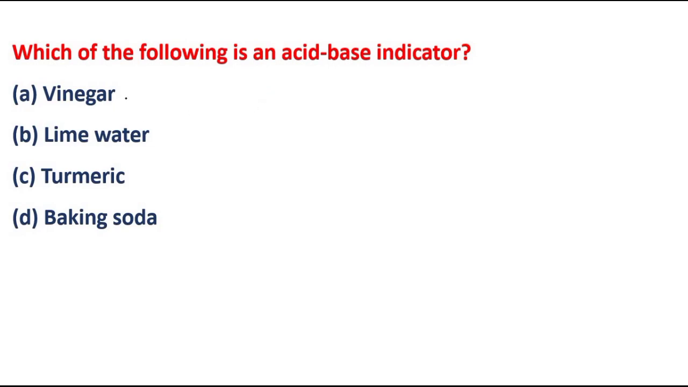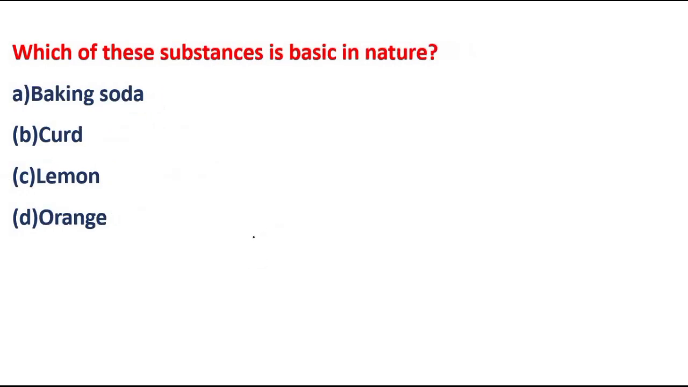Which of the following is an acid base indicator? See here. Vinegar is an acid, lime water is a base, turmeric is usually used as an acid base indicator, but baking soda is a base. The correct answer is option C for this question.